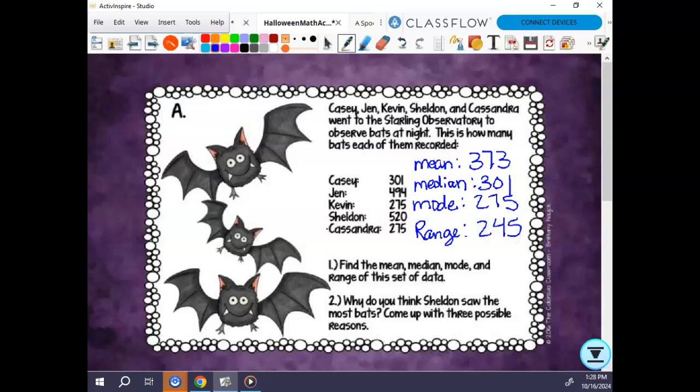Okay, so let me ask you this. What if Cassandra didn't go? What's my mode? You don't have one. It's possible not to have a mode, okay? It's possible not to have one, so you just don't have one.